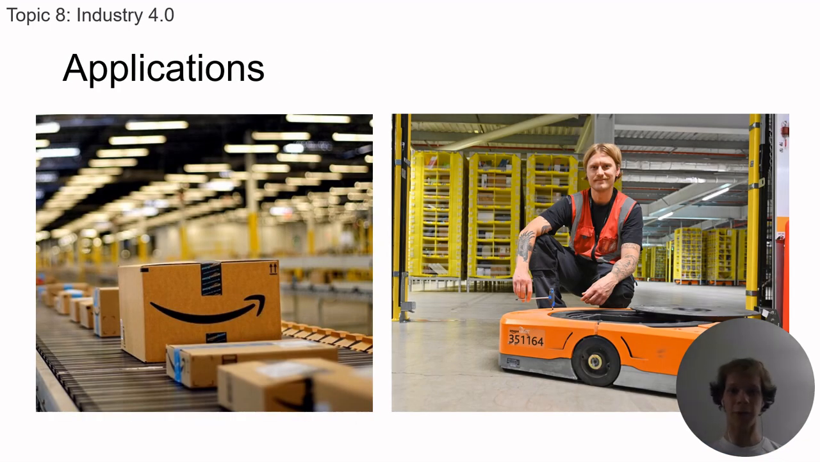To give a really cool application, Amazon leverages Industry 4.0 technologies in its supply chain management. They use IoT sensors in warehouses to monitor inventory, predictive maintenance is used for delivery vehicles and drones, and digital twins are used to optimize operational processes. And all of this has led to faster deliveries and reduced costs for Amazon.